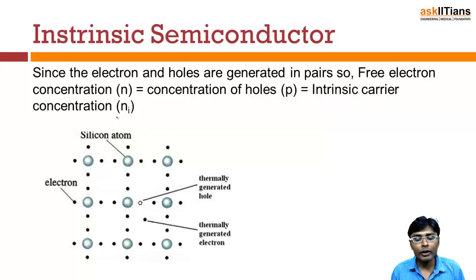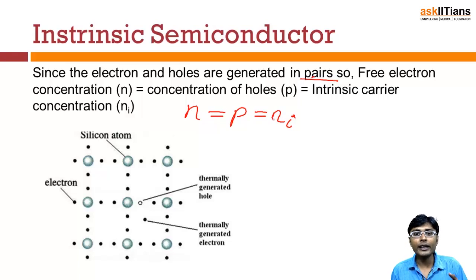As I told you, whenever the temperature increases and electron hole pairs are generated, they are always generated in pairs. That means the concentration of free electrons will always be equal to the concentration of holes in that material, and that is called the intrinsic carrier concentration, because this is the concentration of an intrinsic semiconductor. Therefore, it is termed intrinsic carrier concentration.